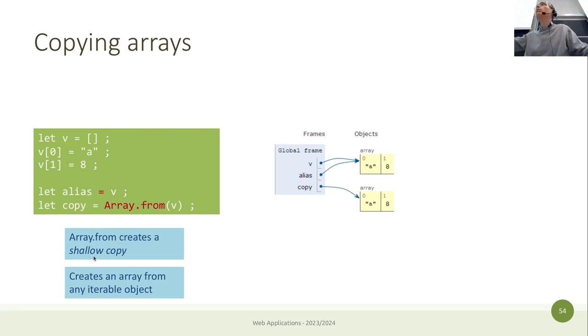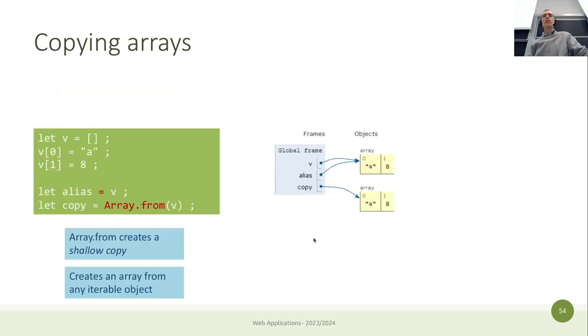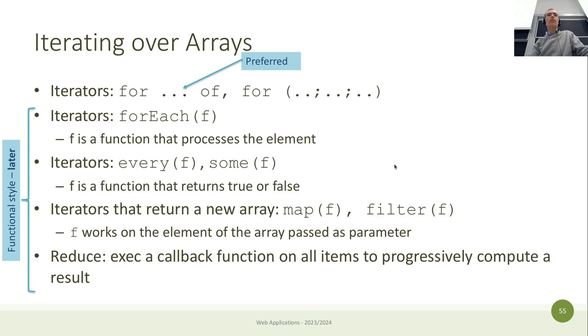Shallow means not deep. So it just copies the references if you have references inside the values of the array. It doesn't duplicate all the objects linked by the array. So in a more complex situation, which is not depicted here, but tomorrow we will do that, we will see only the references are copied. Let's say an item of the array points to another array. Only the reference is copied, so the second array is still only one. Okay, this is a recap.